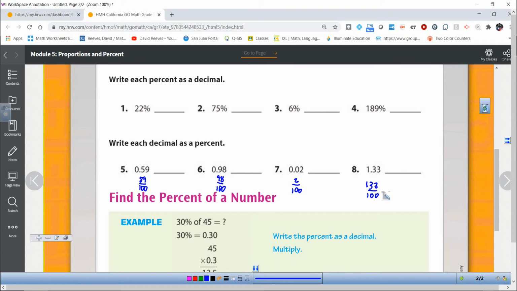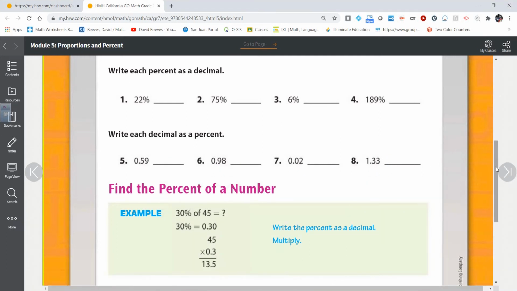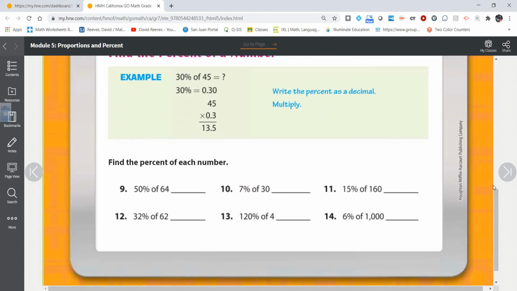So do you see how we're just going the opposite direction, but that middle step is the same? We are putting it over 100. So what is 59 over 100? It is simply 59%. This one is 98%. This one is 2%. Be careful, it's not 20%. It's 2%. This is 2 over 100. And this one right here is going to be 133%. Again, because we have that 1 in front of the decimal, that tells us we have more than 100%. All right, does that make sense? Hopefully that process is fairly straightforward for you. It is something that you should have done before. This should be review.